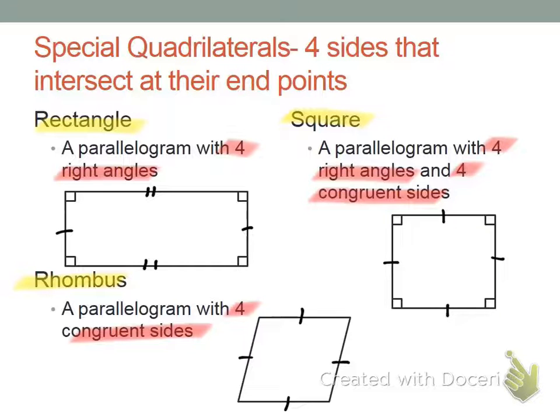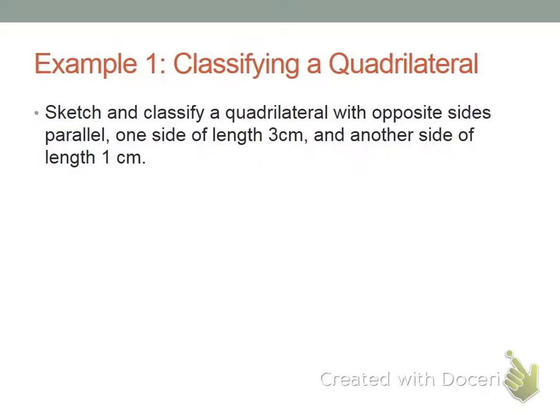All right, so now let's look at the example that it gives us. Sketch and classify a quadrilateral with opposite sides parallel. One has a side length of 3 centimeters and another has a side length of 1 centimeter. So you have 5 choices. Which one of those quadrilaterals is it describing? Go ahead and draw it and label your sides.